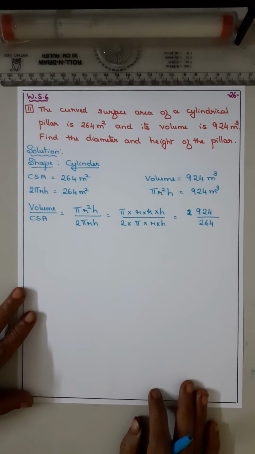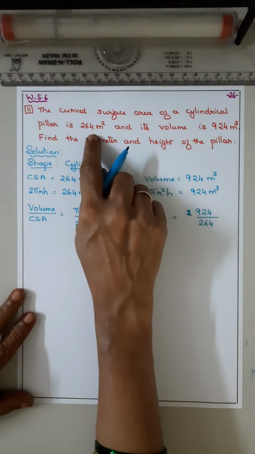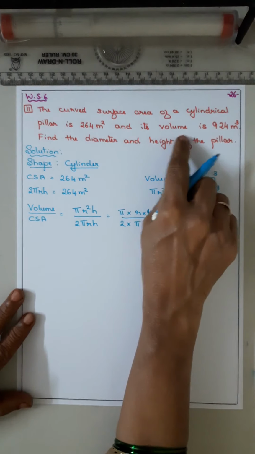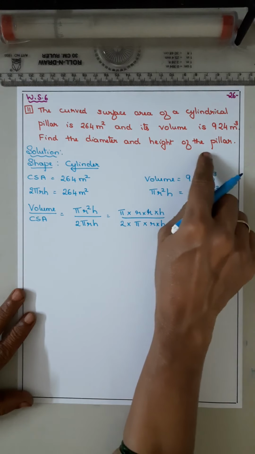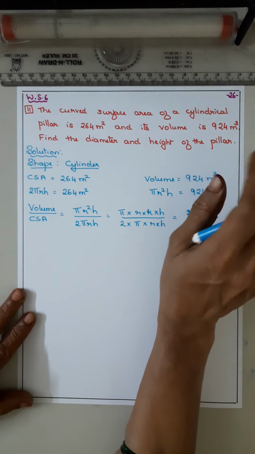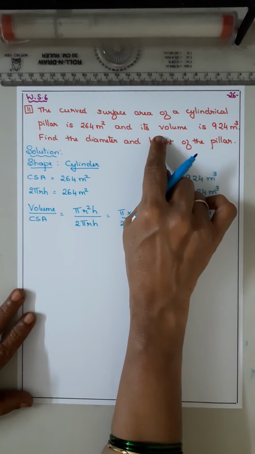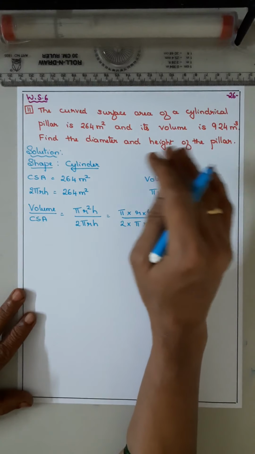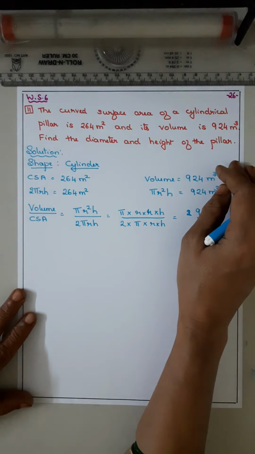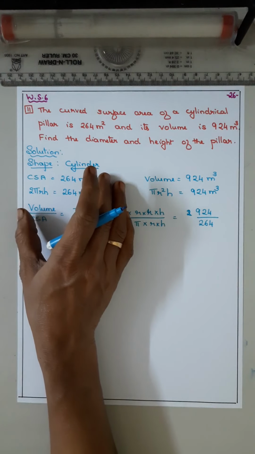The curved surface area of a cylindrical pillar is 264 meter square and its volume is 924 meter cube. Find the diameter and the height of the pillar. So what all is given? CSA is given, volume is given, radius is not given, height is not given, and we have to find them out. So what do we do for this? First write the shape, that is cylinder.